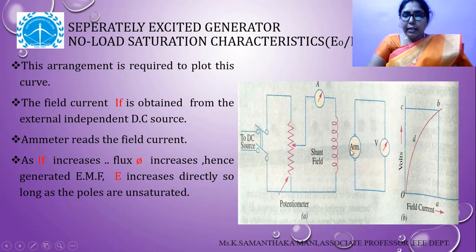So E naught gradually increases and reaches a maximum value. As long as the poles are unsaturated, this process continues. This is how we get the graph from O, like O, D and B here.